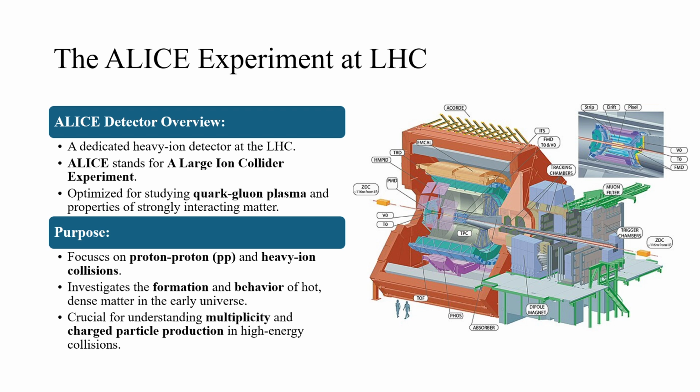It is optimized for studying quark-gluon plasma, QGP. It means we have to discover what happened before the Big Bang, at the time of the Big Bang. So the ALICE detector is working on that. It is optimized for the study of quark-gluon plasma and the properties of strongly interacting matter.